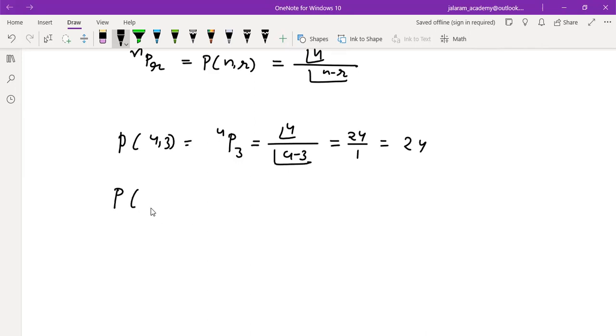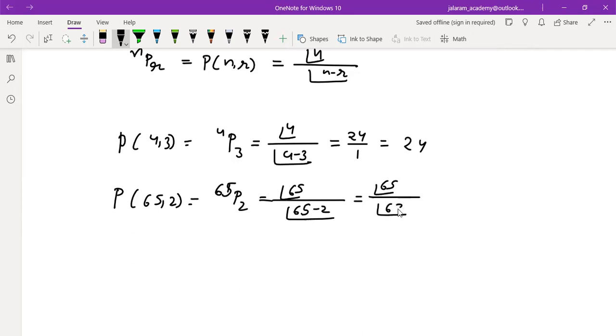Understood? Now if we have to find P 65, 2, that is 65P2, it will be factorial 65 upon factorial 65 minus 2, that is factorial 65 upon factorial 63. So let's expand it: 65 into 64 into factorial 63. As we know, after this there will be the 63 to 1 product, and upon factorial 63 they will be cancelled out. So it is 65 into 64.